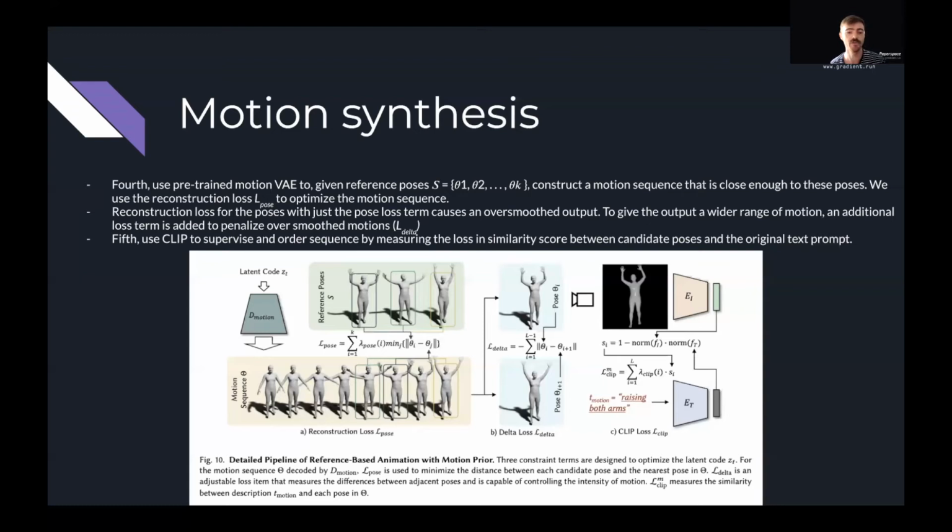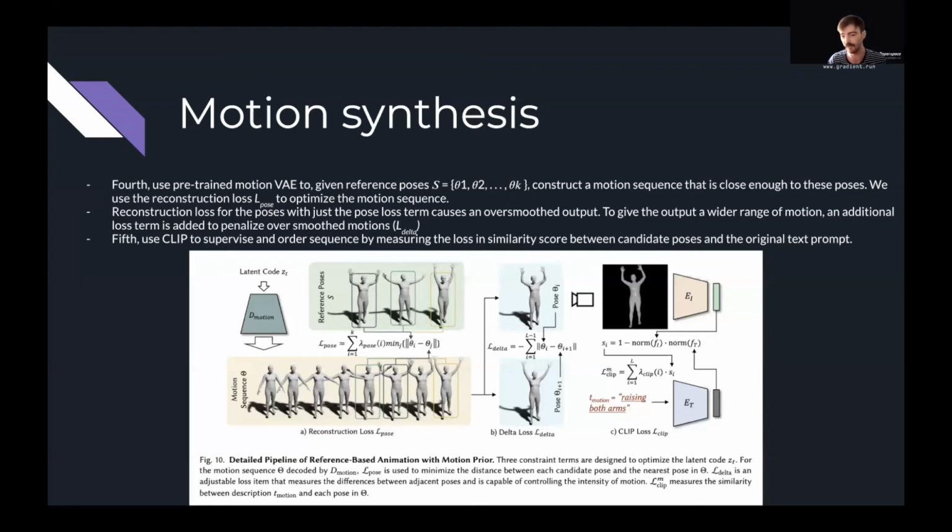Finally, we use CLIP to supervise and order the sequence by measuring the loss and similarity score between the candidate pose and the original text prompt. And this outputs the sequence in the order desired to emulate the animation motion we want.